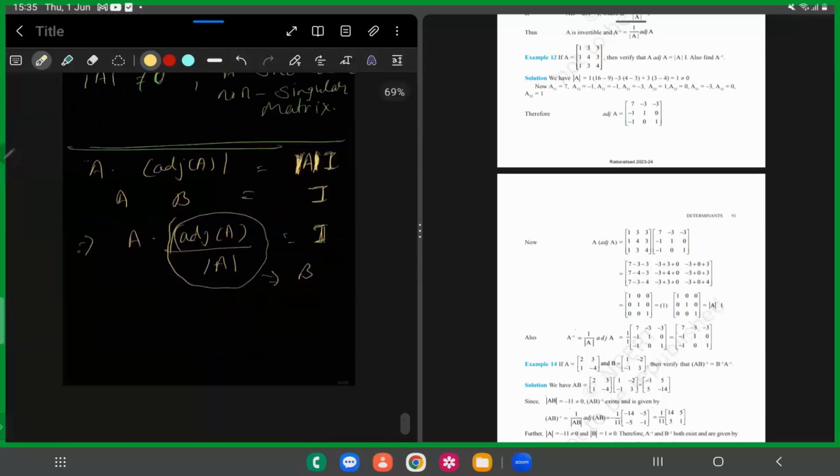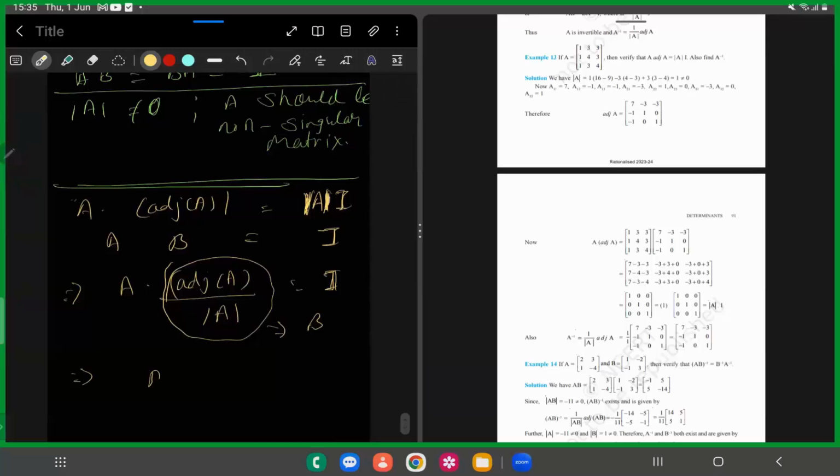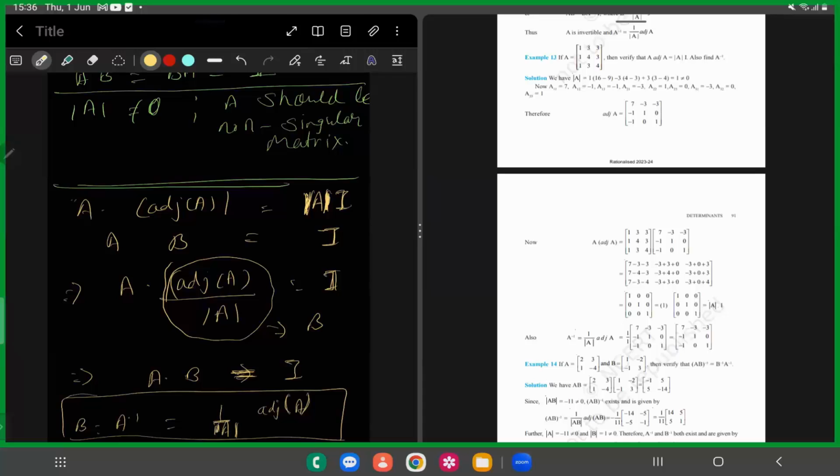Okay, and now if we consider this matrix as some matrix B, we can see that this is our important form, that is A into B equal to I. Okay, so what do we conclude from here? We conclude that B is nothing but A inverse actually. B is equal to A inverse, and that is equal to 1 by determinant of A times adjoint of A. Okay, so this gives an important result, that the inverse of any matrix is simply 1 by determinant of A times adjoint of A.